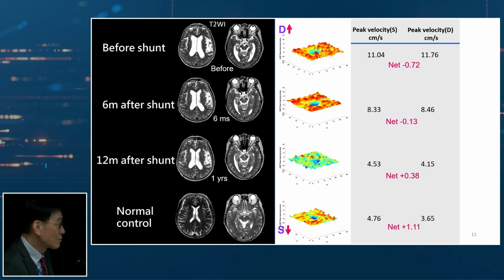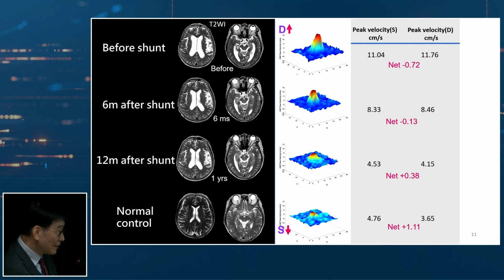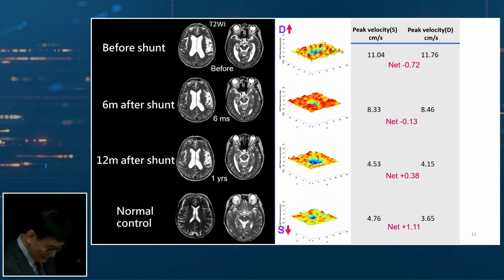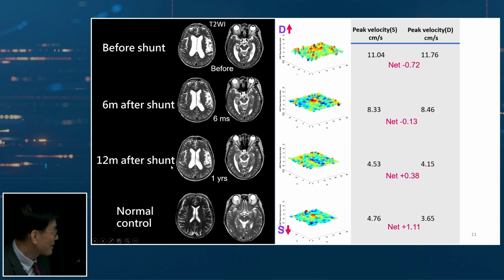This is just one case to show that when the patient responds to VP shunt, the patient's symptoms improve after shunting, but the morphology and the CSF dynamics only improve slowly. After 12 months, you see the ventricles remain dilated, but the velocity has increased close to normal.